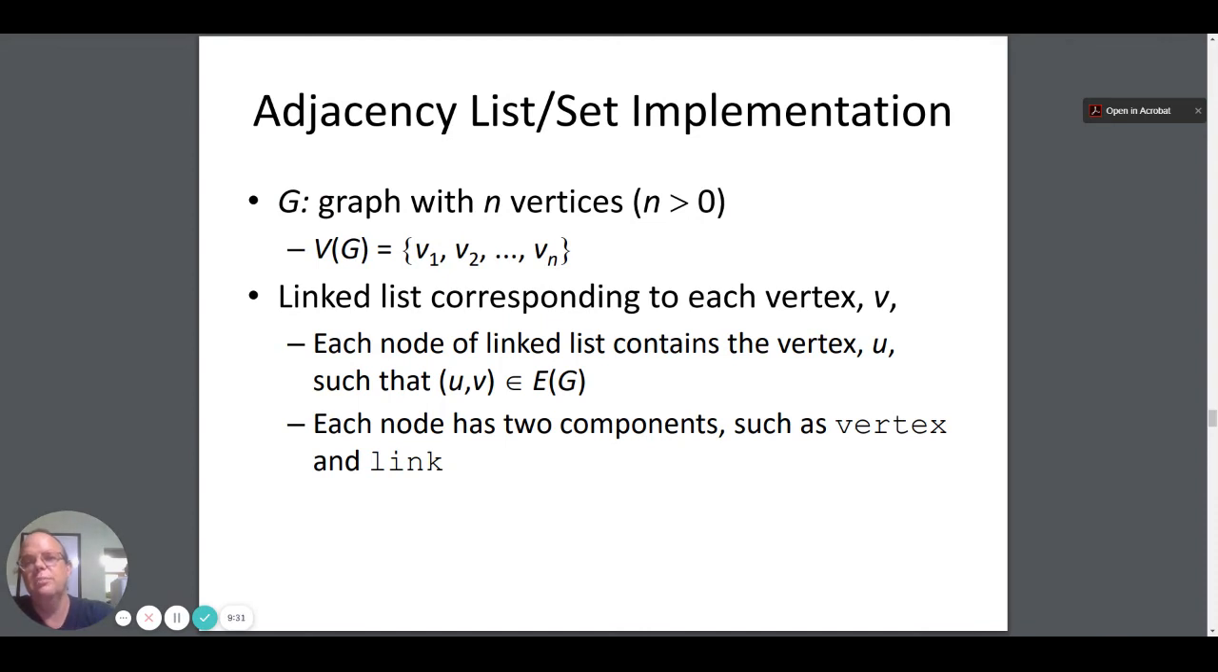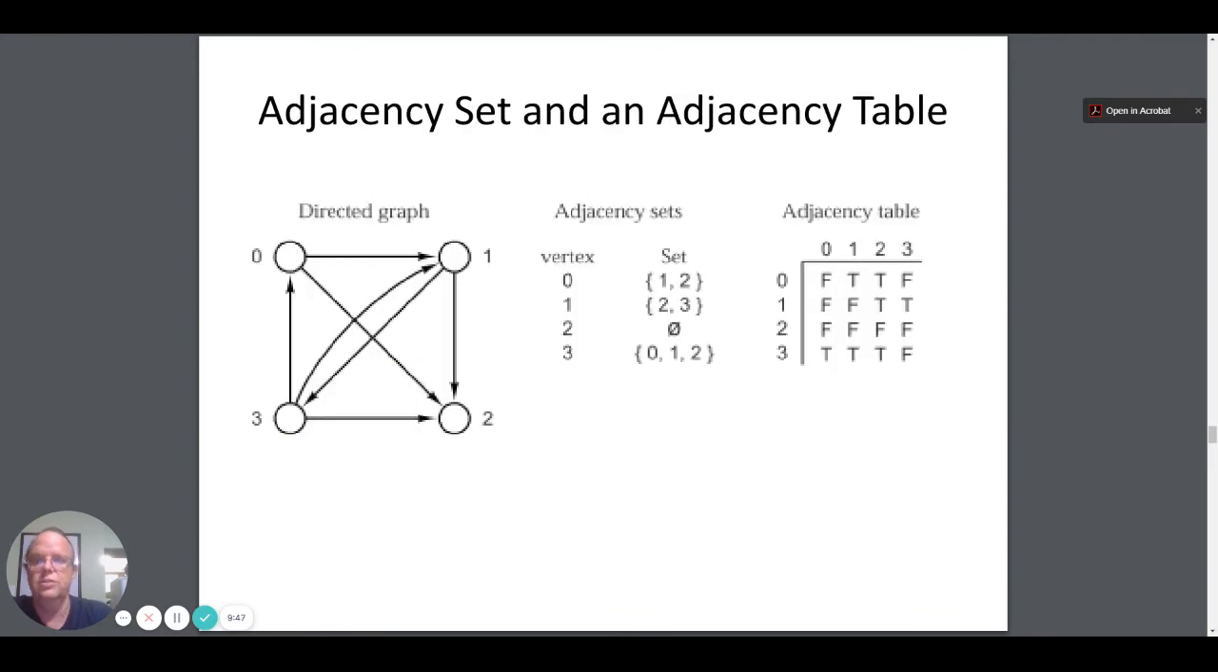Adjacency list or set implementation: basically each node gets a list that contains the other nodes to which it's connected. So each node has two components, such as a vertex and a link, or a set of links to the other nodes. So here's our directed graph over here on the left. Here's how we would represent it using an adjacency list or adjacency set.